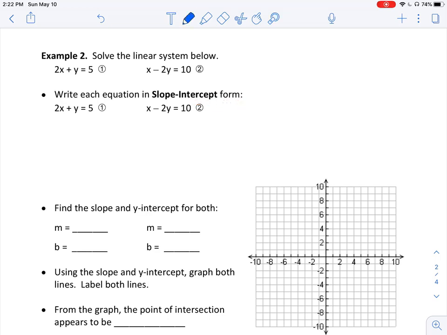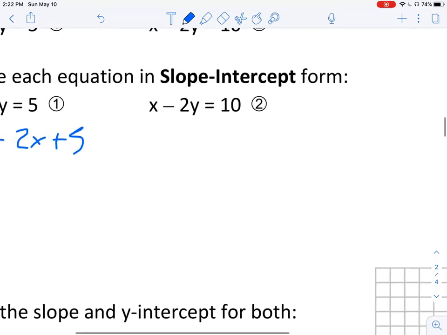or into y equals. So in this case, if I was to take that first equation and rearrange it, I end up getting y is equal to negative 2x plus 5. I just simply brought that 2x over, and I isolated y. To rewrite equation number 2 in slope-intercept form, I end up having negative 2y is equal to negative x, brought that positive x over, plus 10.